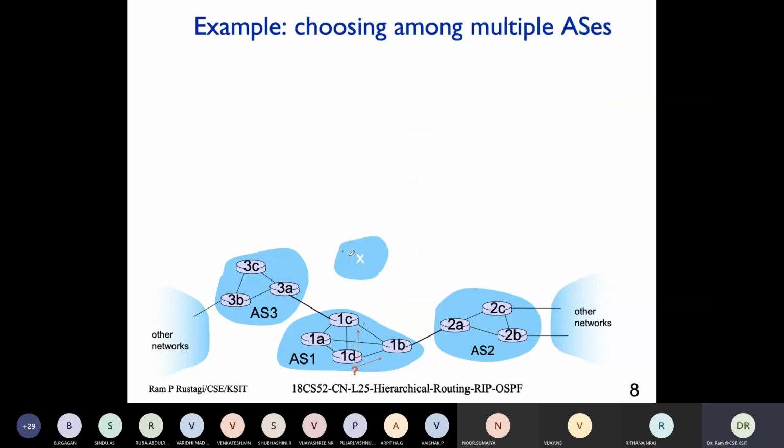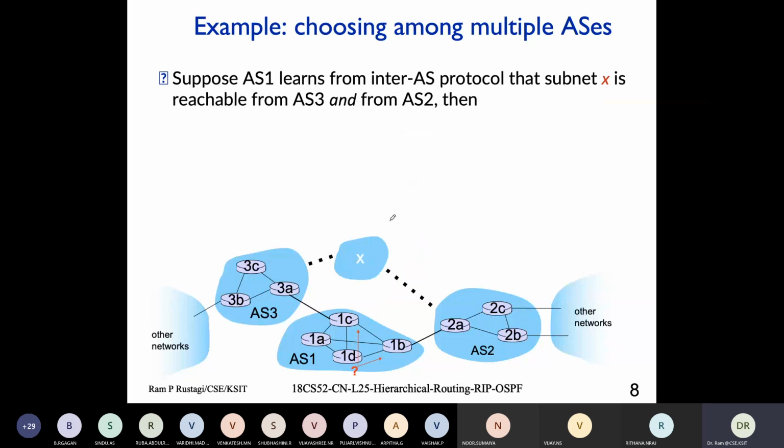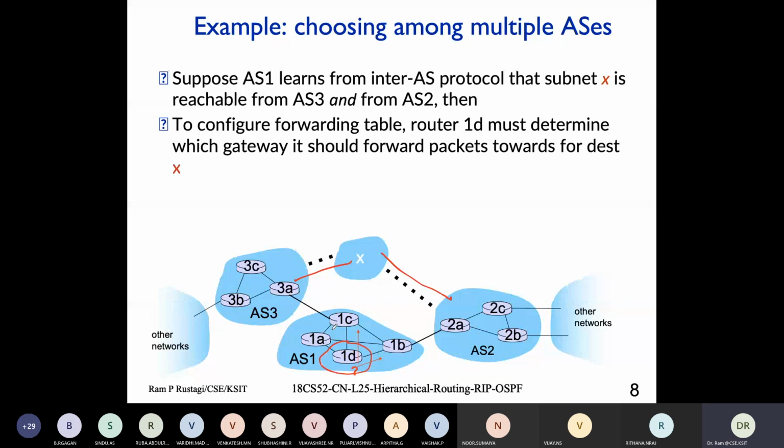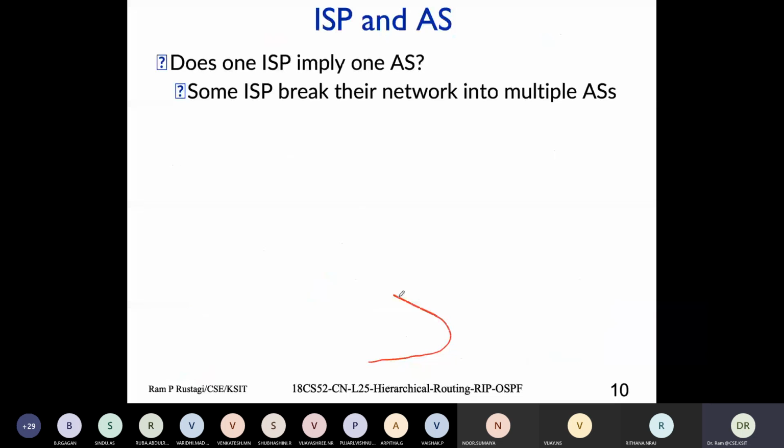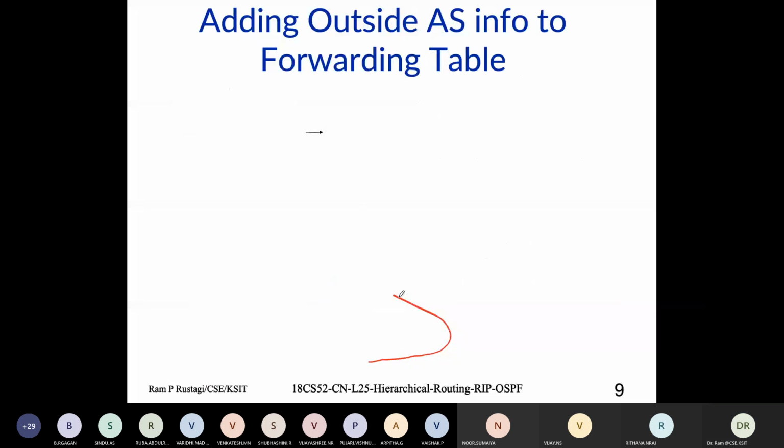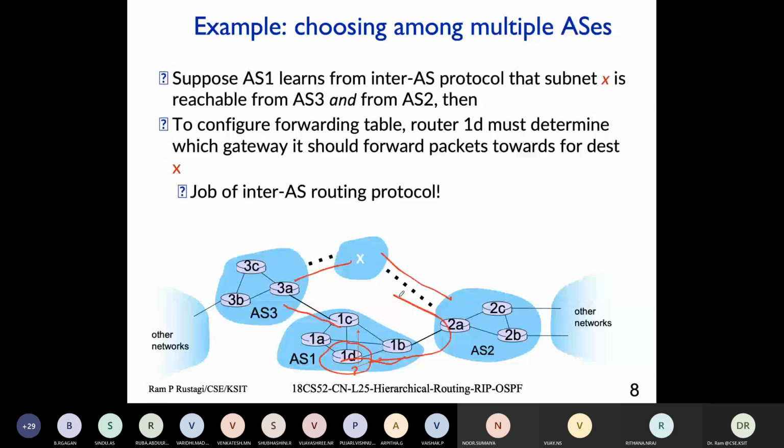What happens when, let's say, X is reachable via two networks? That means X could be reached via AS3, and X could be reached via AS2, so it can be reached via both. And now when 1D gets the information, it knows that X can be reached via gateway 1C to AS3, and X can be reached via gateway 1B through AS2. So which one should I be using to send a packet? And that job is run by what is called hot potato routing.